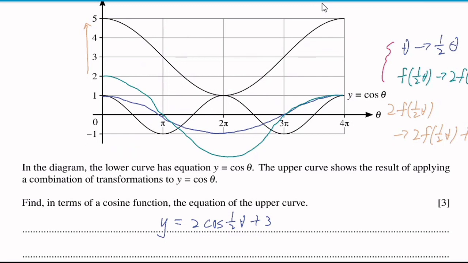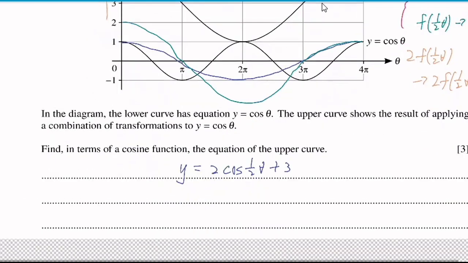Like I said, you can always sub in the points to check, because they give us the graph here nicely already. Yeah, so sometimes it's not so straightforward for the questions like this here.